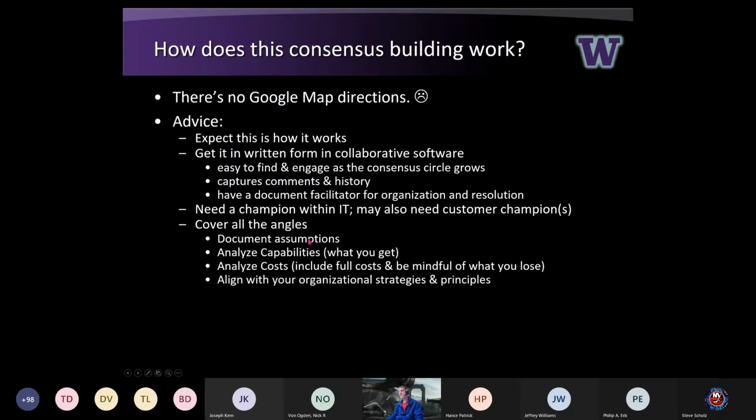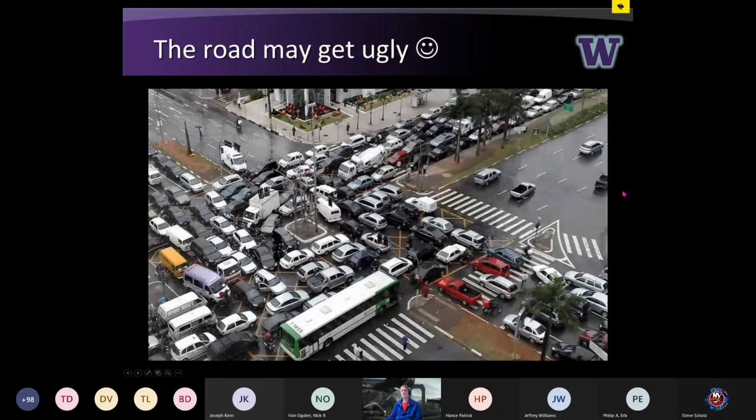Within the document itself, you want to make sure you cover your assumptions, the capabilities, the costs, and whether or not there's alignment with your strategies and principles. These are all things that will help you towards building consensus if you're interested in doing that at an educational institution. So along the way, the road can get very jammed and ugly.